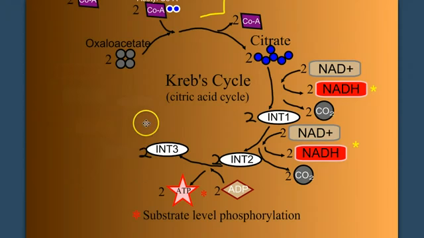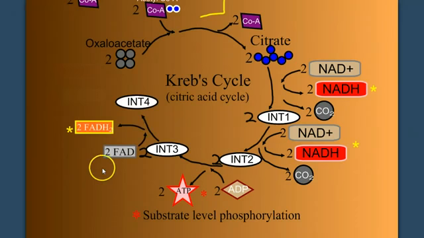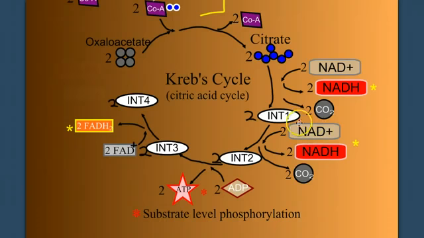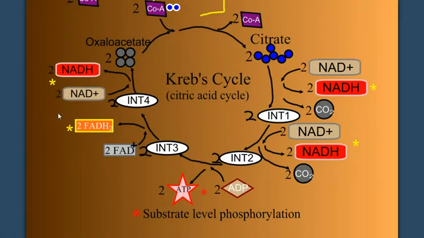We have 2 more reactions to go. We go to 1 more intermediate, and this time we reduce a molecule called FAD+. Now FAD is a lot like NAD in that it's an electron carrier. It's going to pick up hydrogen and high energy electrons. And finally, we need to convert back to oxaloacetate, and doing that we once again reduce 2 NAD+ to 2 NADH. Now this looks like a mess, but it could be a lot worse.